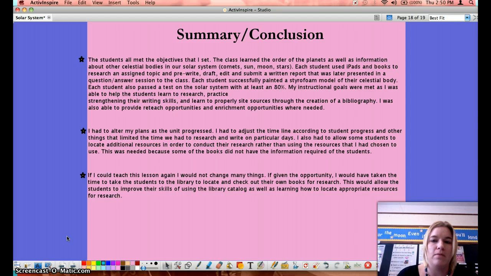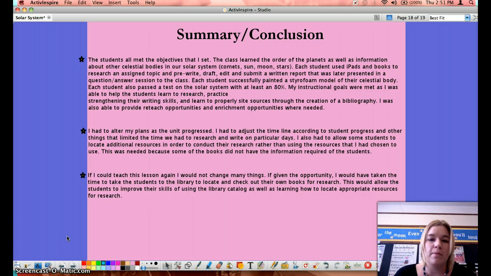Each student used the apps and books to research an assigned topic to pre-write, draft, edit, and submit a written report. Then we later presented these in a question-answer session in class. Each student also did paint a styrofoam model of their body for enrichment opportunities. Every student passed the summative assessment with at least an 80%.